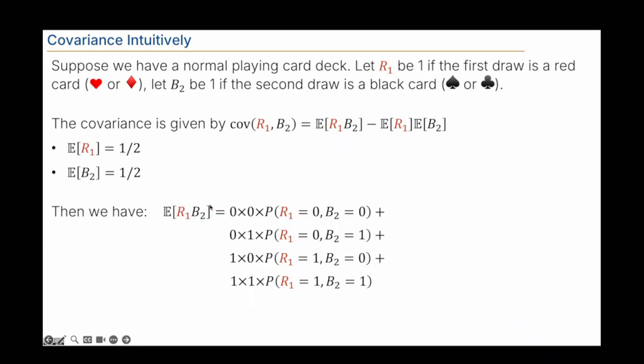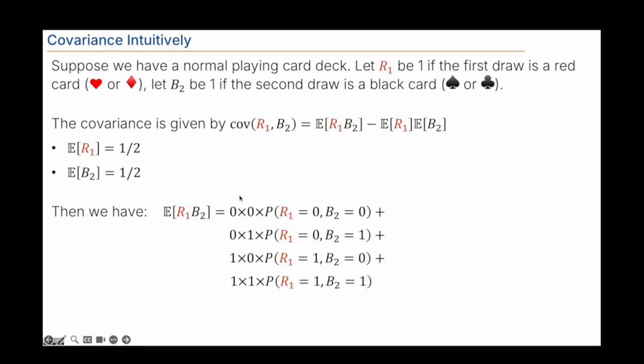Okay. Well, R1 and B2, I said they're random variables. What kind of random variable are you? They're indicators. They tell you, did I get a red card as my first draw and a black card as my second draw? So if I want to find the expectation of their product, I need to do the same thing we did with the fixed point distribution.